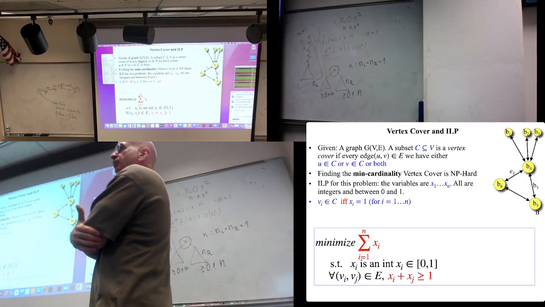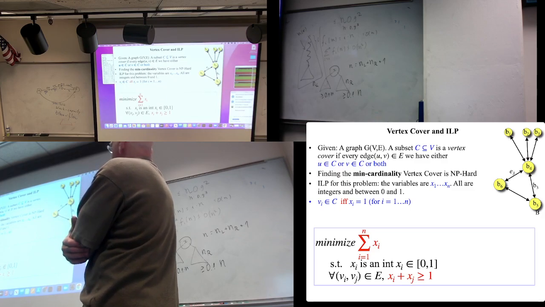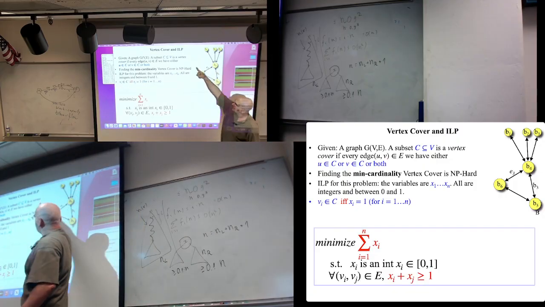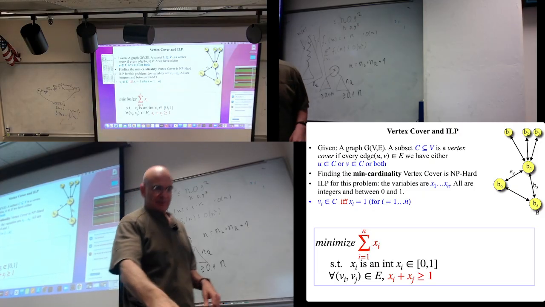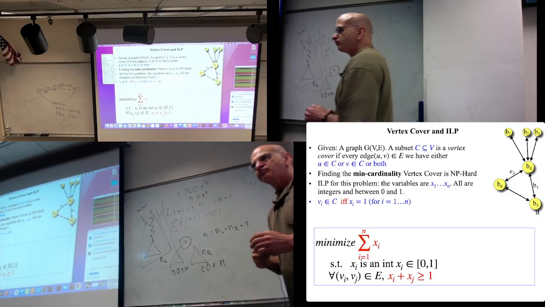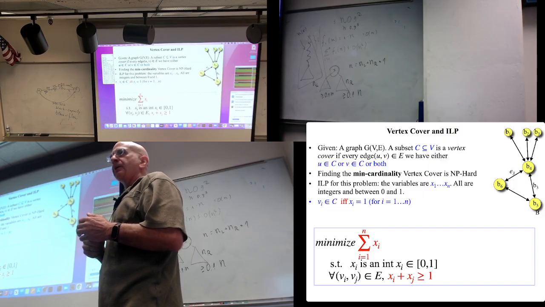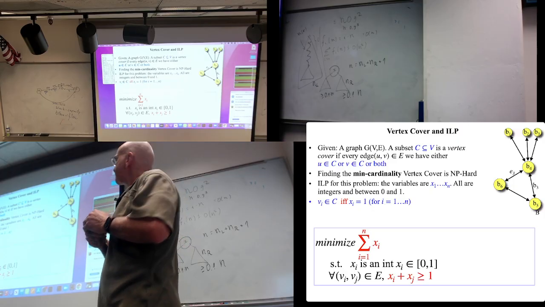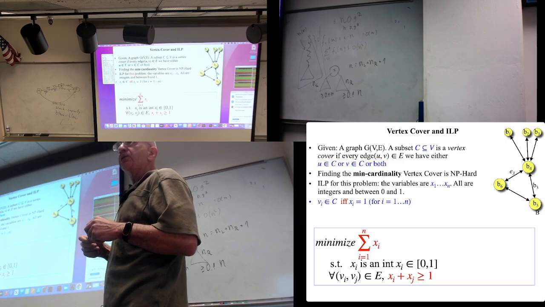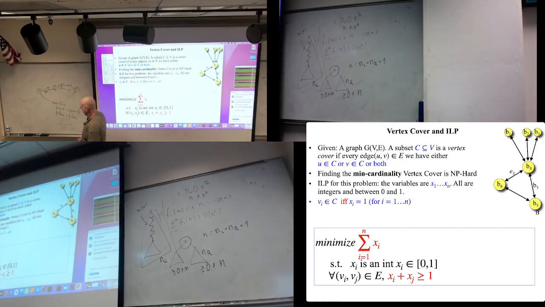But I want to make sure that every edge is hit. I want to pick a set of vertices so that for every edge in my graph, at least one of its two endpoints is in the set, in the cover. Solution: take all the vertices, you're done. Well, yes, then I definitely hit all the edges, but I want the minimum such set that will hit all the edges. So it's NP-hard, so not very likely that you'll be able to find an exact solution.